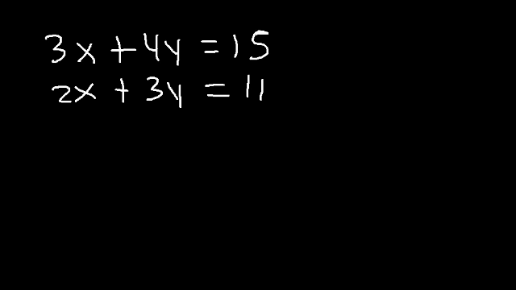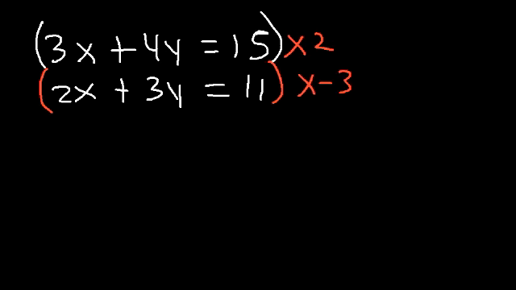So you have to choose, do you want to cancel x or y? It might be easier to cancel x because the numbers in front of x are smaller than the numbers in front of y. Let's multiply the first equation by 2 and the second one by negative 3. The reason being is if we multiply the first equation by 2, 3x times 2 is 6x. And if we multiply the second equation by negative 3, 2x times negative 3 is negative 6x. When you add 6x and negative 6x, they will cancel, which is what we want.